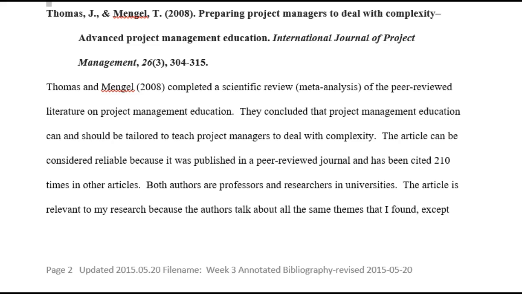This is what an annotated bibliography entry looks like. You will be writing 4 of these. At the top, you'll have the reference page listing for that particular source, and then you'll go on to give us information about the authors, their credibility, the article itself, the way that the data was gathered for the article, and information about why this article is important to the topic that you are writing about.